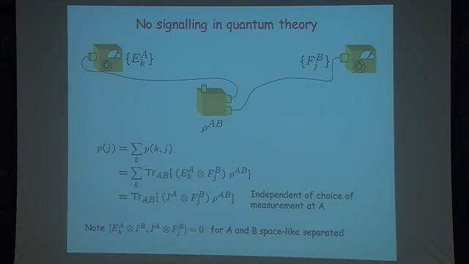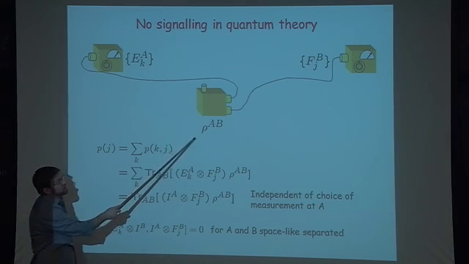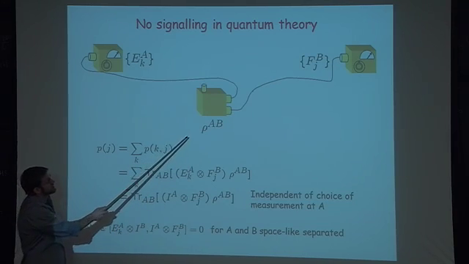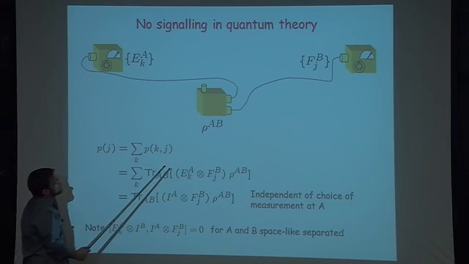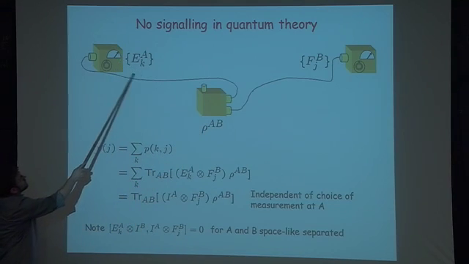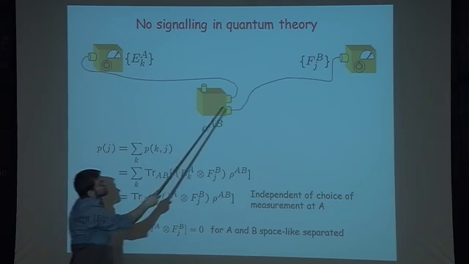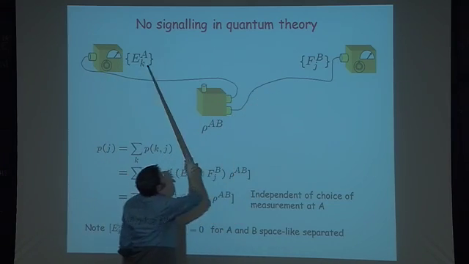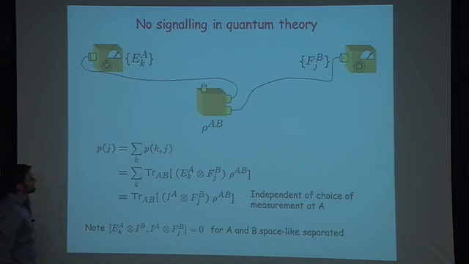The final thing to see is why there's no signaling in quantum theory. Imagine you do something even more general. Rather than the particular entangled state I described in the last case, take some arbitrary state on A and B, and take some arbitrary POVM on the left and some arbitrary POVM on the right. Label these outcomes by K and those outcomes by J. Now we want to know, do the statistics on the right depend on the choice of measurement on the left? So I want to know about P of J, the probability distribution over J.